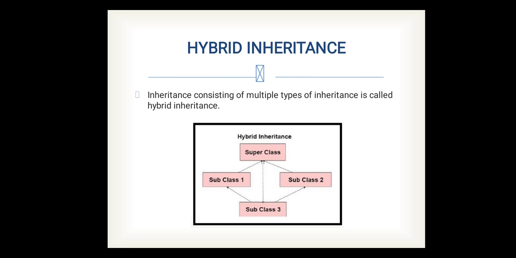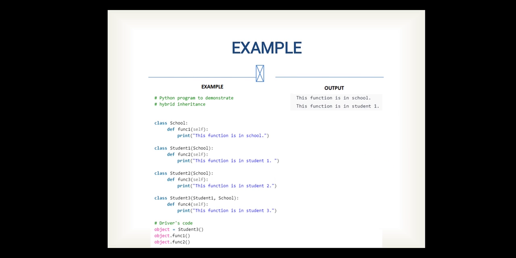Next is hybrid inheritance. Inheritance consisting of multiple types of inheritance is called hybrid. It is a collection of single inheritance and multiple inheritance, or multiple inheritance and multi-level inheritance. That combination is also called hybrid inheritance. So we can't specifically design a single hybrid inheritance diagram, as it can be a combination of multiple types. See this example here.